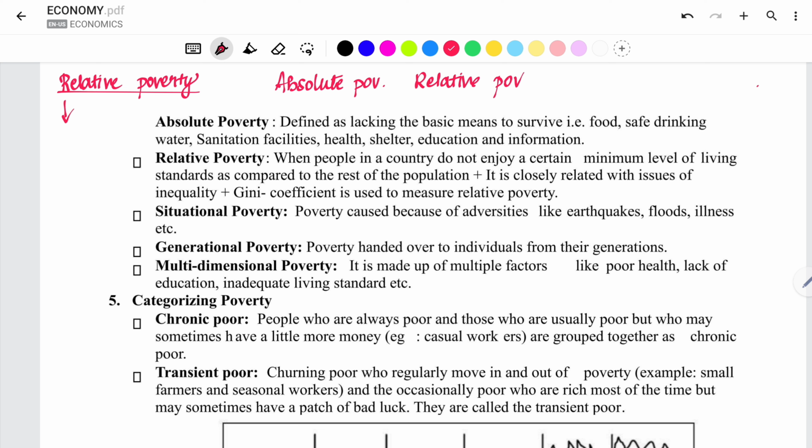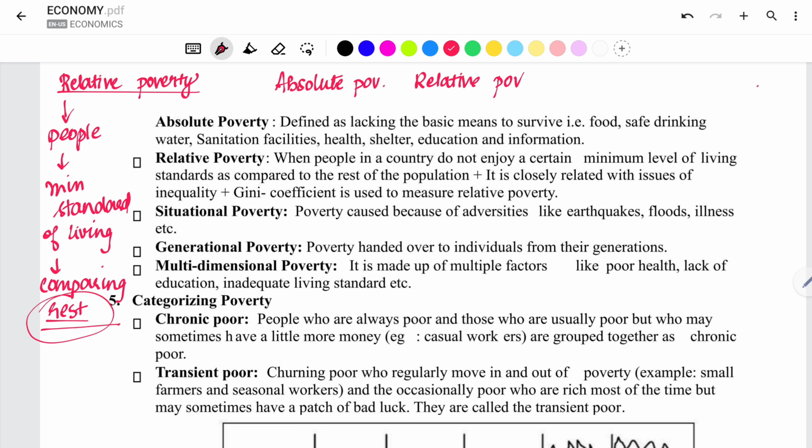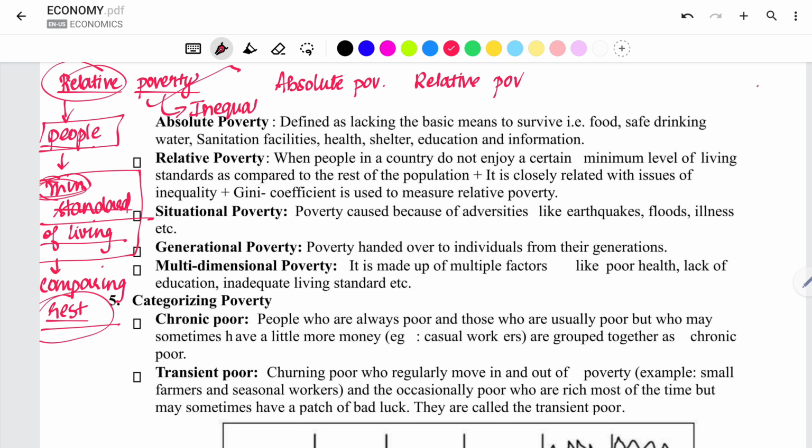In relative poverty, these people have minimum standards. We are not saying low standards, they have a minimum standard of living, when we are comparing with, we should not say rich people, we need to say the rest of the people, the rest of the masses. When we compare, certain people have a minimum standard of living. Such a thing is inequality, so relative poverty reflects inequality.